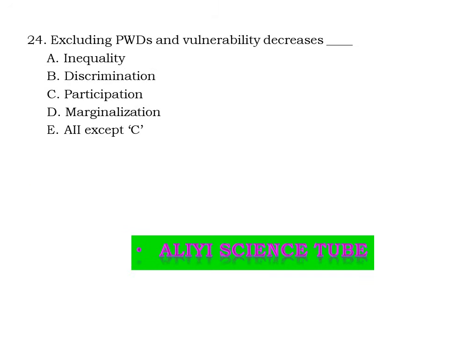Question 24. Excluding persons with disability and the vulnerability decrease. A. Inequality. B. Discrimination. C. Participation. D. Marginalization. E. All except C. So the answer is C.